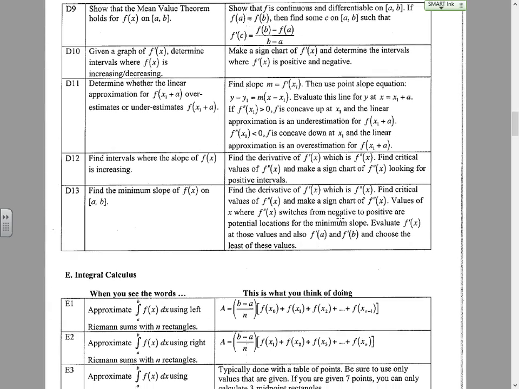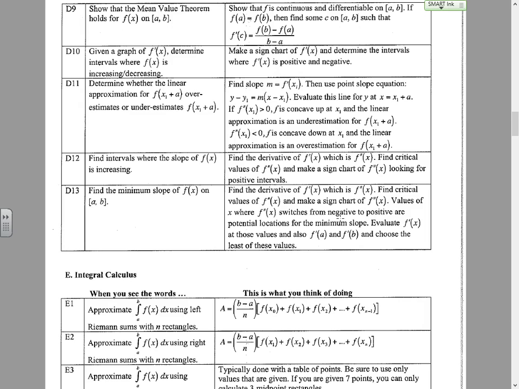There's the rest of D and the beginning of E. Do we need to know how to prove MVT and Rolle's? Yes, absolutely. But they might not specifically say MVT or Rolle's, they might just say, hey, if this and this is true, what else must be necessarily true, or what does not have to be true?